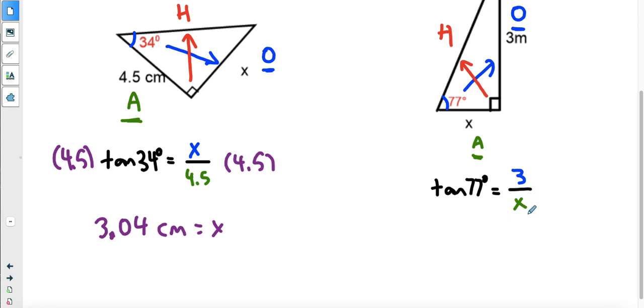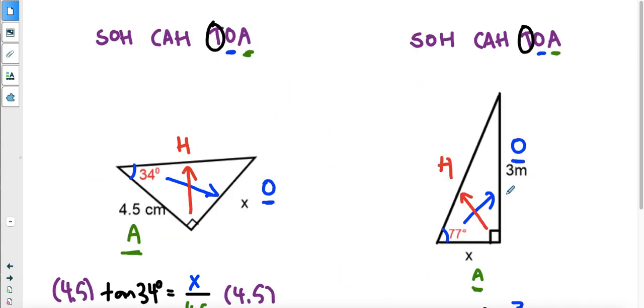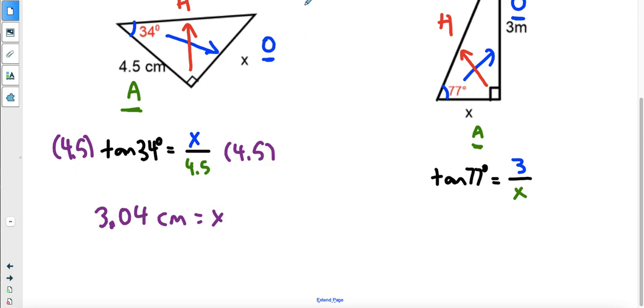And now x is on the bottom. Right? Remember what we did before. When x was on the bottom, we multiplied both sides by x to solve for x. We're going to do the exact same thing here. I'm going to multiply both of my sides by x. Okay, so on the left-hand side, I have x times tan of 77. On the right-hand side, these x's cancel out to give me 3.